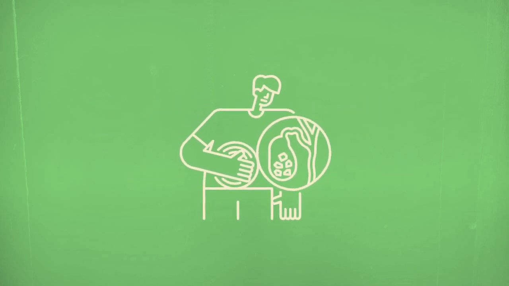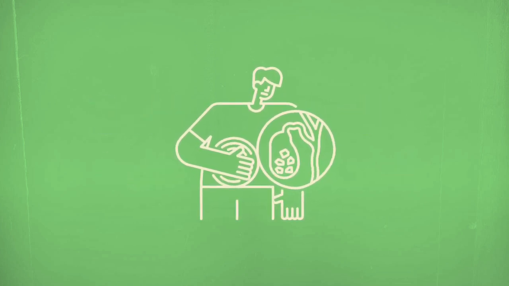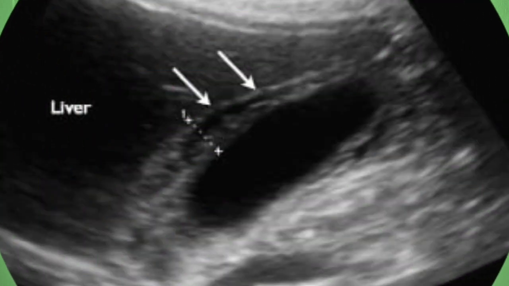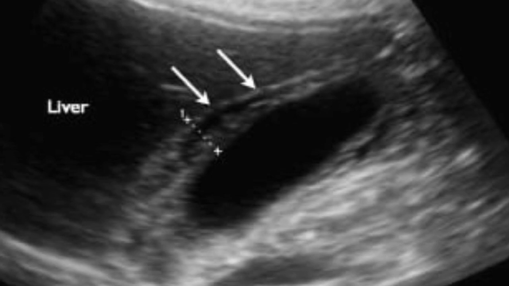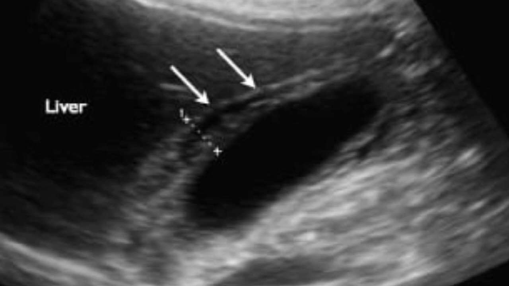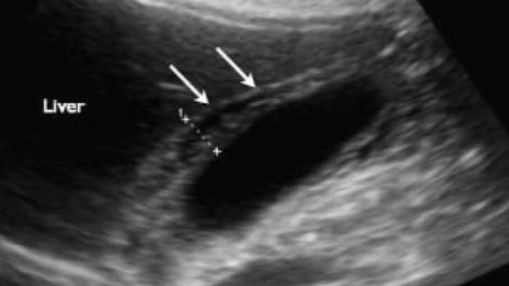When the cystic or common bile duct become obstructed by a stone and the gallbladder becomes inflamed, we call that cholecystitis. Although 5 to 10% of cholecystitis cases are considered acalculous. This is diagnosed with a positive sonographic Murphy's sign, 3 millimeter thickening of the gallbladder wall, the presence of pericholecystic fluid, stones or sludge in the gallbladder, and, if you can see it, a dilated common bile duct.